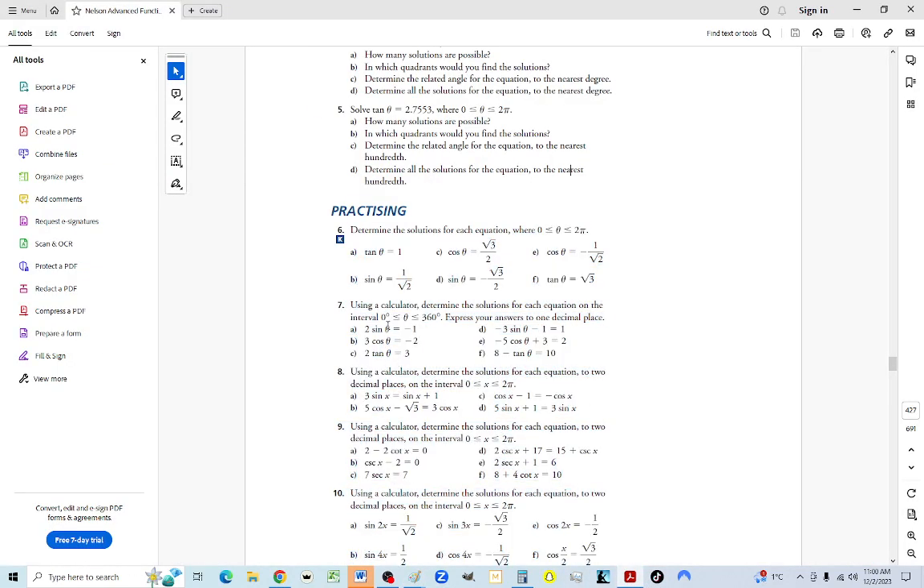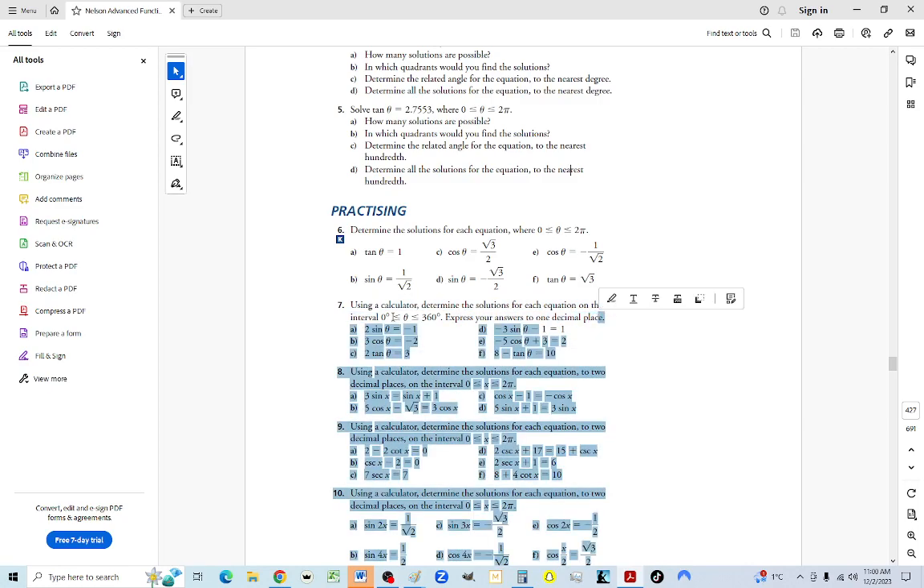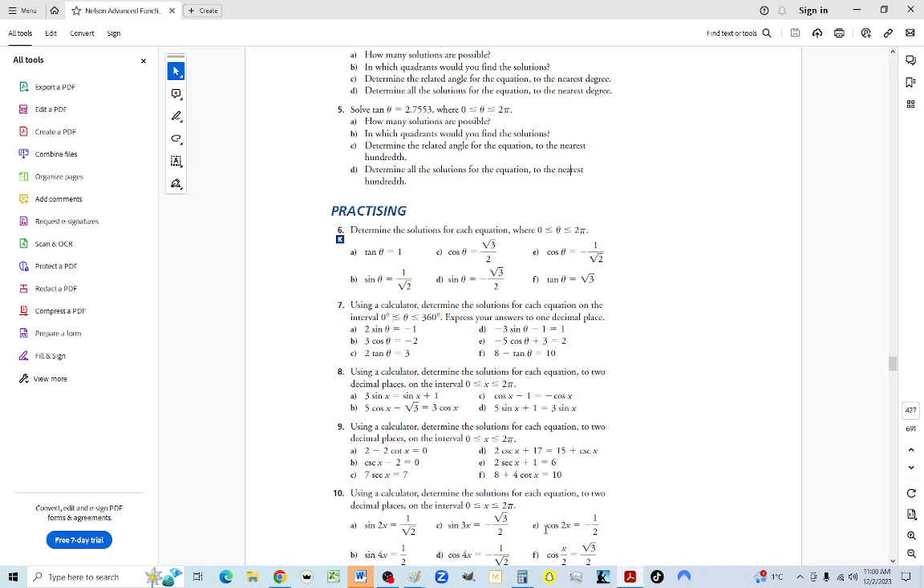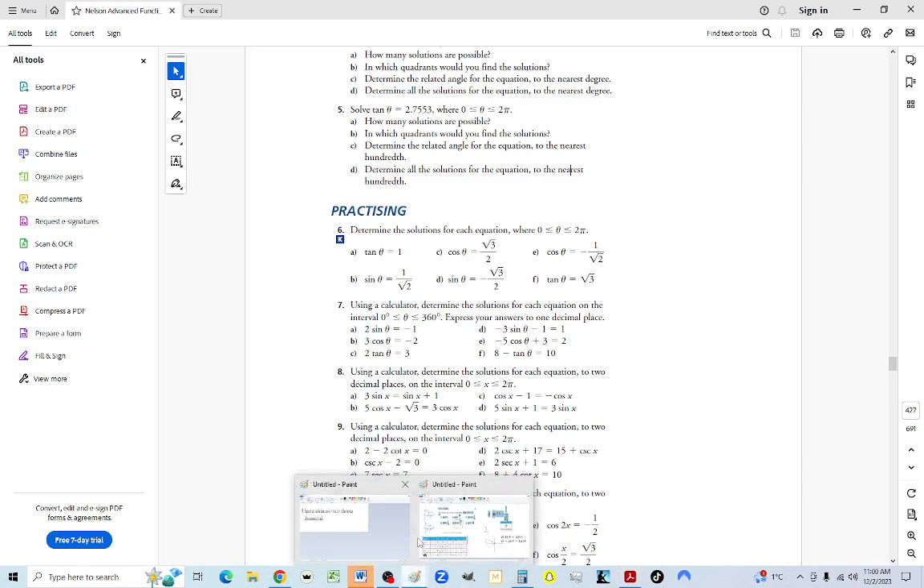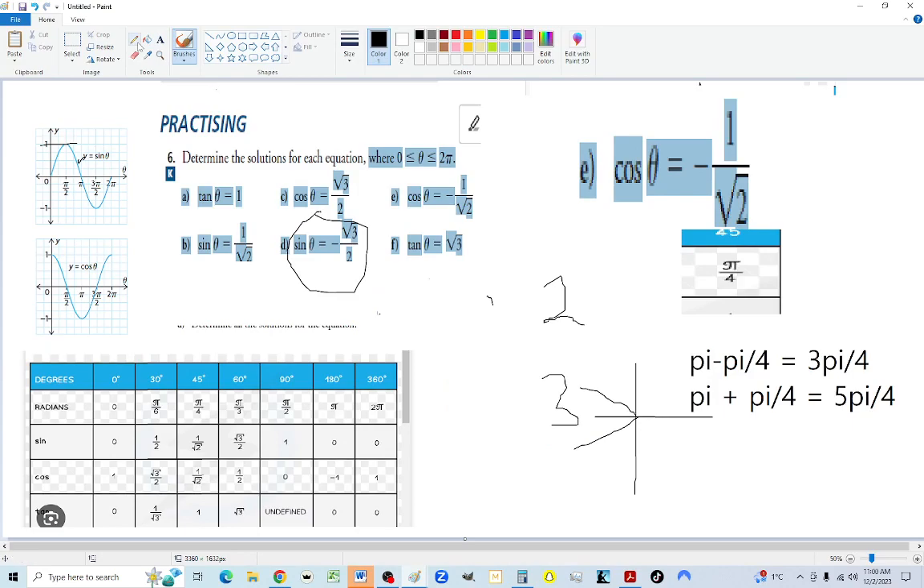How do you do these using a calculator? This is where you have to do the arctan. And remember, they want one decimal place. Oh, so these are worth doing, actually. Okay, so we're going to bring this up. This will not use the exact value tables.